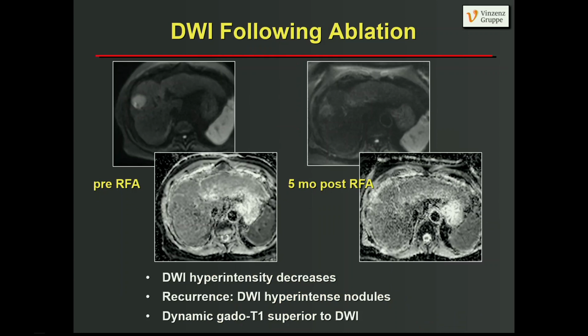What happens with DWI after ablation? You see that this is pre-radiofrequency, bright on DWI, on the B800 image. You see there is slight diffusion restriction on the ADC, and usually you see that the signal intensity on the DWI image actually decreases if you have complete ablation. And actually it's quite nice to use DWI also for looking whether there is tumor recurrence, although I think dynamic gadolinium is superior to DWI in this respect, but we always look at these two pulse sequences.